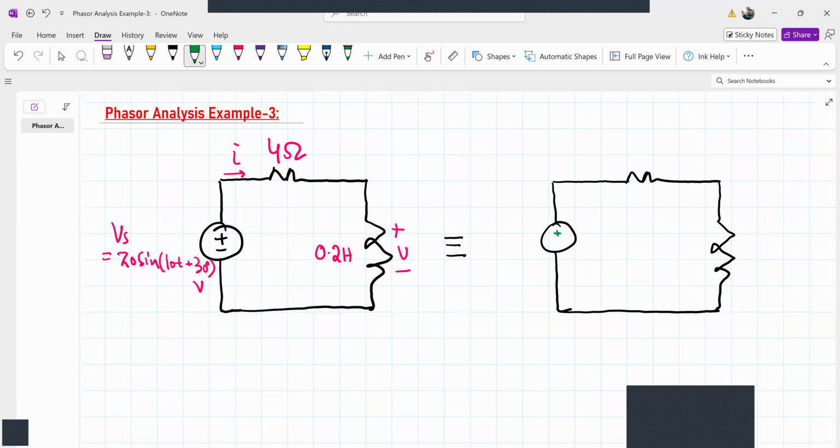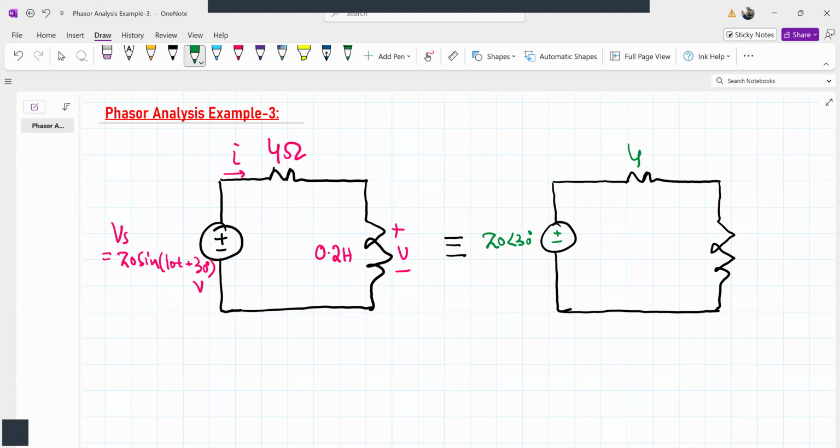So let's write the values. We have 20 sine 10t plus 30. We can convert it into a cosine wave first, then write the phasor, or we can start with the sine directly. We don't have to convert it every time. So the voltage source is simply 20 at an angle of 30 degrees, just like we used to do with cosine waves. We'll start with the sine itself and assume our source is sinusoidal.